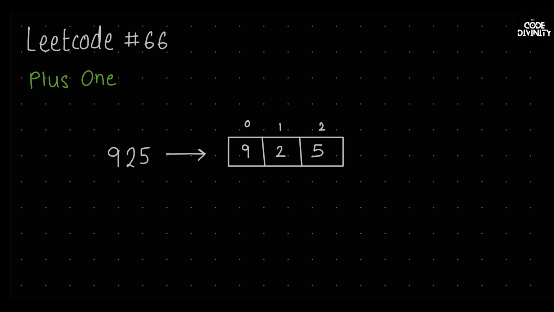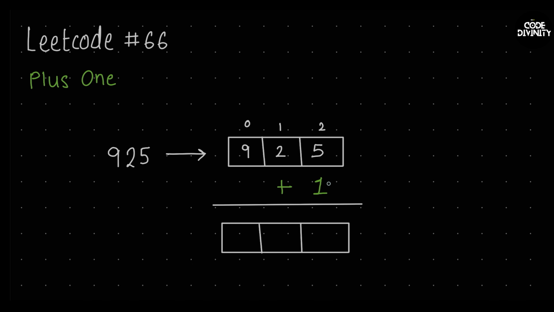And we have to do a very simple task here. We have to just add 1 to this. Hence, our final array becomes: 5 plus 1 will become 6, 2 remains as it is because there is no carry, and 9 is also as it is. So this array becomes our answer. This problem seems a little simple, but there is a twist to this problem.